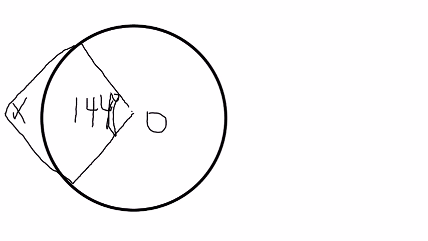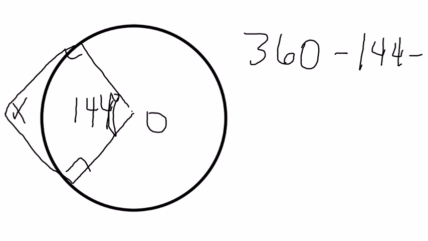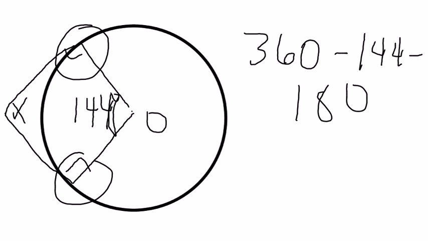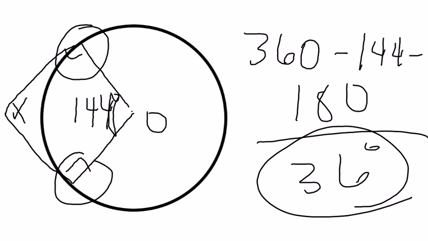Now, since these are right angles, we have a quadrilateral, with 4 angles, and we know 3 of them. If you have a quadrilateral and you know 3 angles, you can find the 4th. In a quadrilateral, the angles add up to 360 because there are 4 sides. So 360 minus 144, and then minus 2 90-degree angles, which is 180. You just subtract, and you get 36, and that's your answer. That's the angle right there.